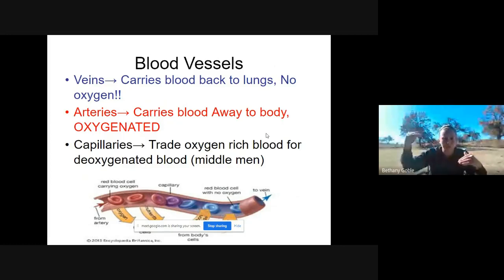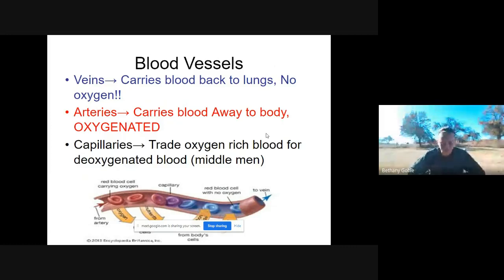Okay, now these veins and arteries, they don't just meet up. What's in between each of these is a little guy called a capillary. That's also a blood vessel. Think of your capillaries as, I call them middlemen. They're the guys that get the good blood and give the bad blood.